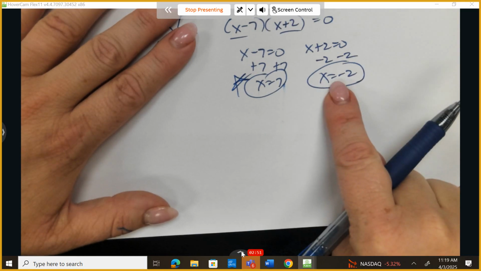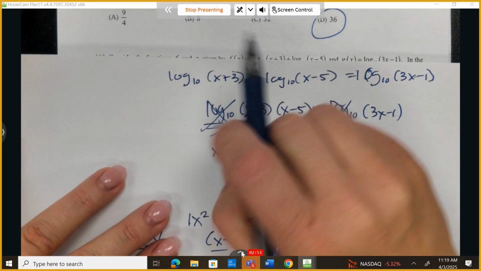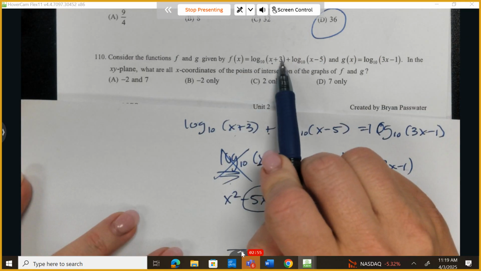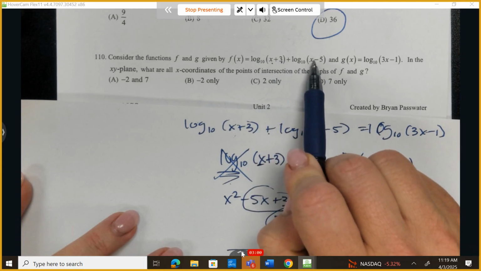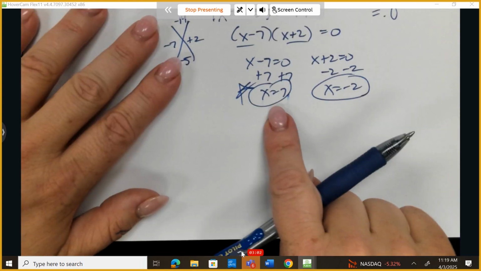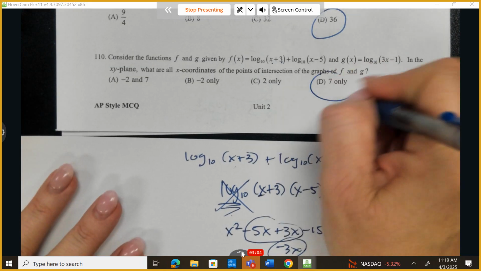Now I'm going to check negative 2. Just because it's negative doesn't mean that we eliminate it. Let's try negative 2. So negative 2 plus 3, it's positive, but negative 2 minus 5 is negative 7. It's not a positive value. It means the only answer I have is 7. Correct answer is D.